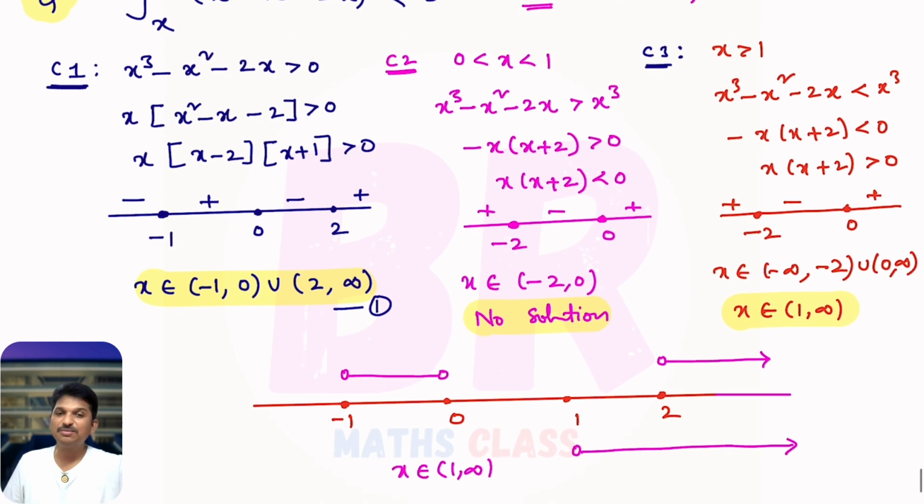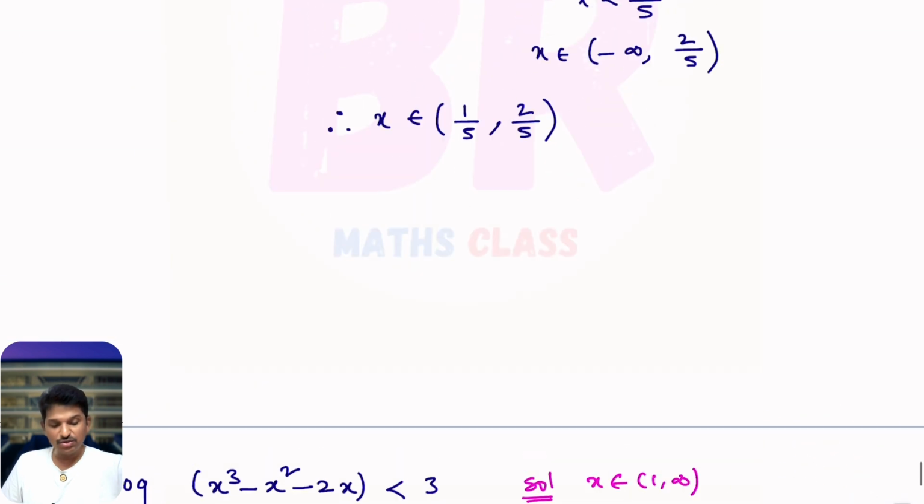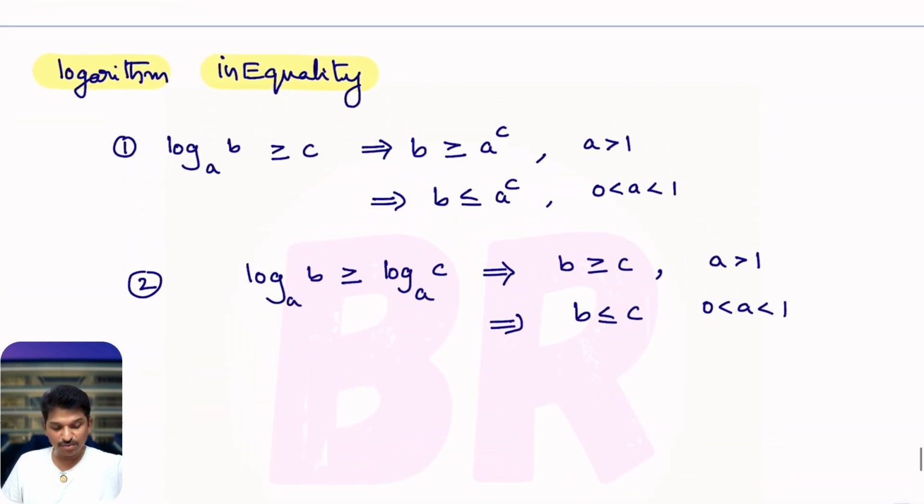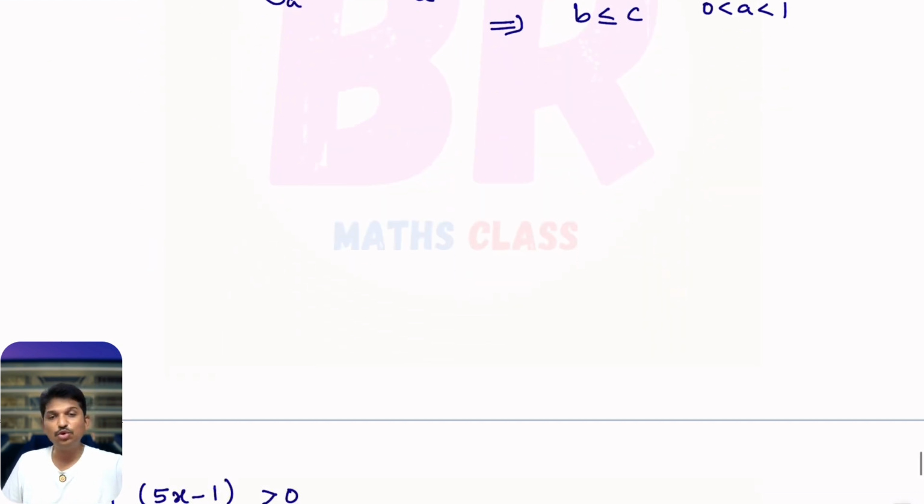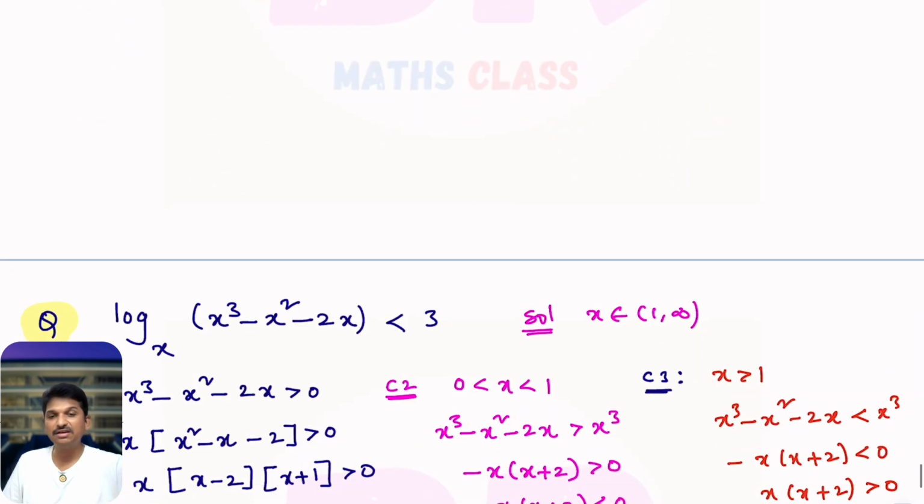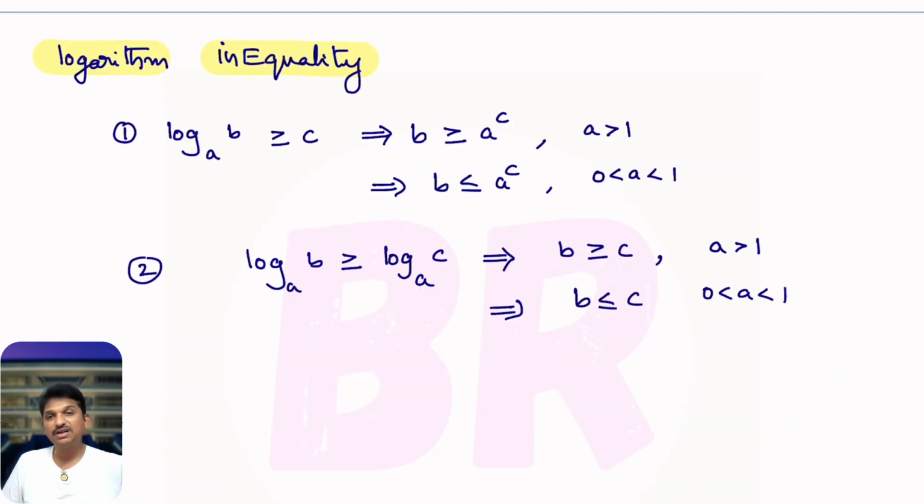In the functions chapter, we'll do more related to this type of problems. Do not worry, right? What you need to know is the domain and range of a logarithmic function, logarithmic inequality, and how the inequality sign changes based on the base value. If you know that, enough here, right? We did our work correctly. Okay, I hope you understand this class.